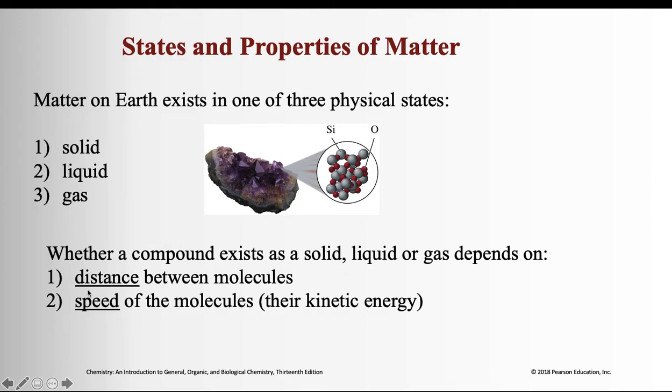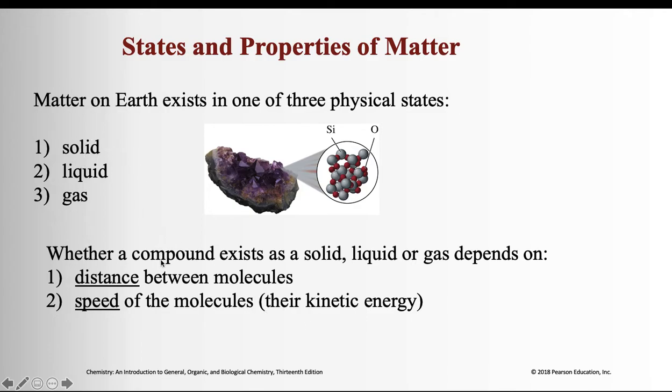Whether a compound then, whether we can find it as a liquid, solid, or gas, it will depend on these 2 things. The distance between the molecules that make up that particular compound, and the speed of the molecules, or in other terms, their kinetic energy, how fast the molecules are moving. In a solid, the distance between molecules is very, very small. As we move from solid to liquid to gas, the distance increases. The same is true for the speed of the molecules or their kinetic energy.